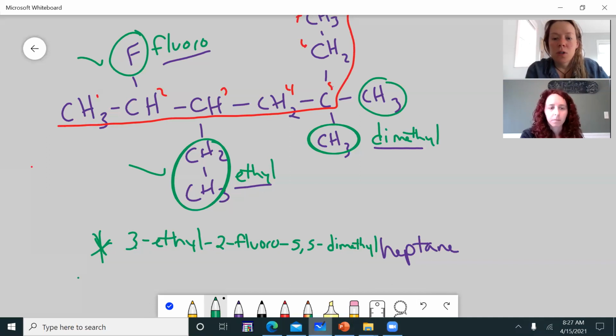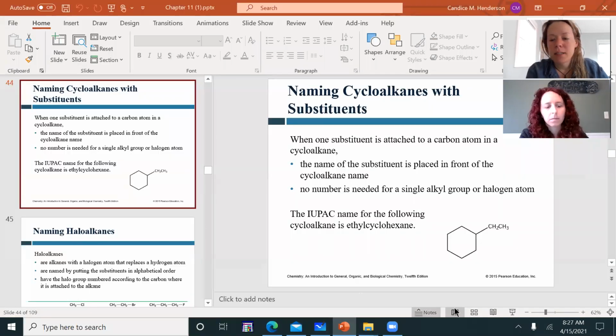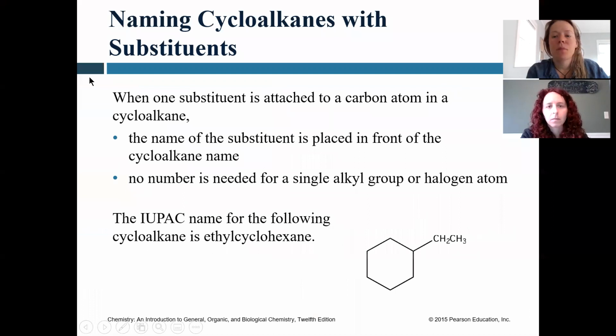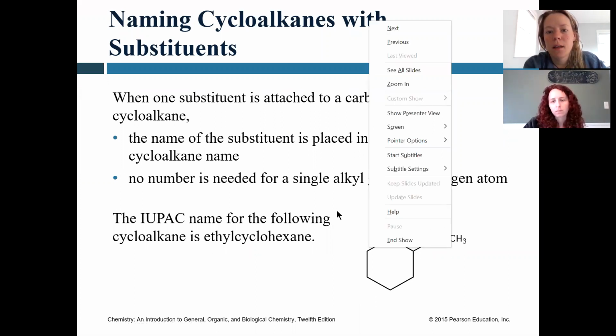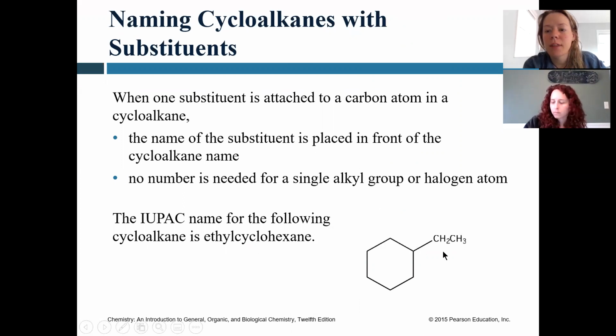Okay. So let's try going in the other direction. Oh, let's talk about cycloalkanes actually. So remember, a cycloalkane is a ringed chain of carbons that are all single bonded to each other. When you have one substituent attached to a carbon, whatever the accessory is, is placed in front of the cycloalkane name. So this is hexane, right? Or rather it's a cyclohexane because it's 6 carbons in a loop.